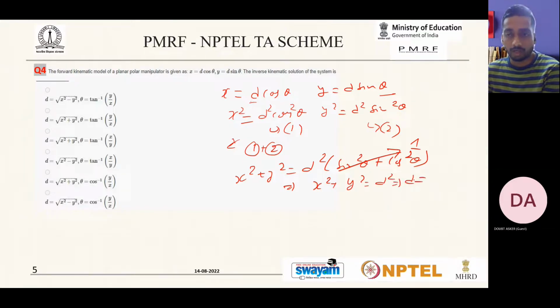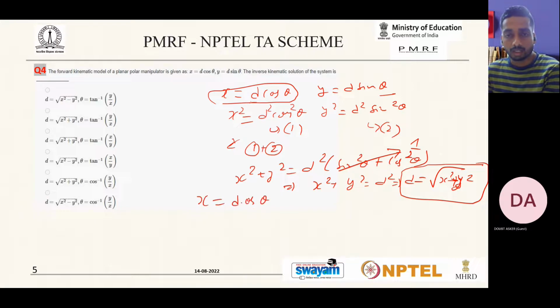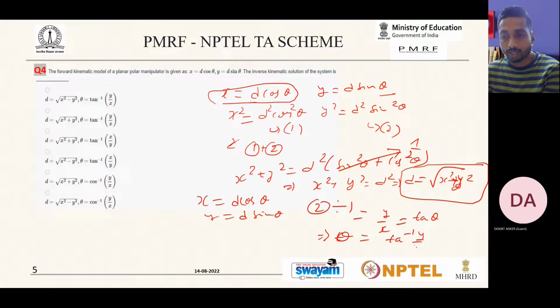Now, we wanted to find out d. So d will be under root of x square plus y square. Right. So this will be the required d. Now we have d and we have this equation. So we have x equals d cos theta and y equals d sine theta. So if you divide 2 with 1, what we'll get? We'll get y by x equals tan theta, right? So theta can be written as tan inverse of y by x.